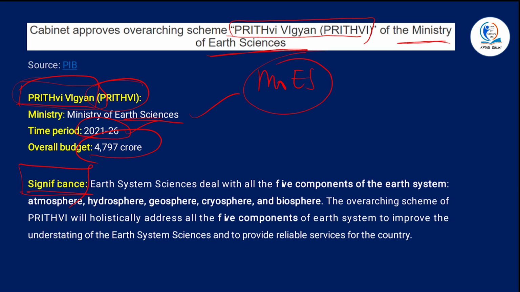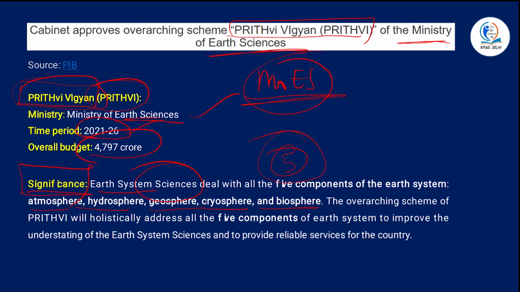Whenever you're talking about Ministry of Earth Sciences, there is something related to the Earth system. Whenever you talk about the Earth system, it consists of sciences which deal with 5 components. The Earth system is classified into 5 components: one is your hydrosphere, second is your atmosphere, next is your geosphere, fourth is your cryosphere, and fifth is your biosphere. 5 spheres of the Earth.